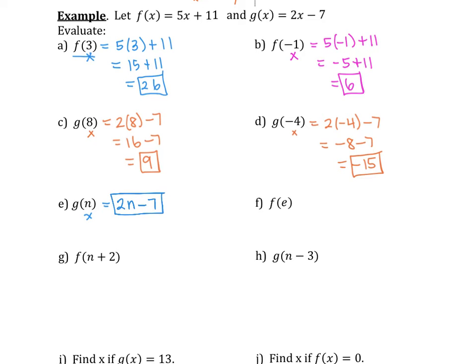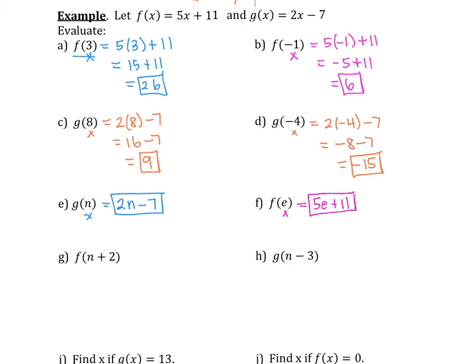Okay, so for f, it says f of e. So where the x is in the f equation, I'm going to replace it with e. The f equation is 5x plus 11. So where the x is, I'm going to substitute the e: 5e plus 11. Now, can I simplify that? No, they're not like terms. So f of e is just 5e plus 11.